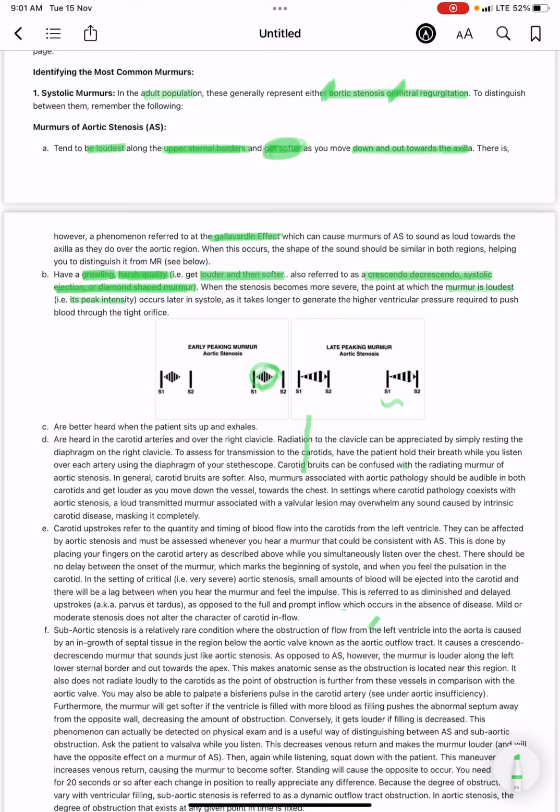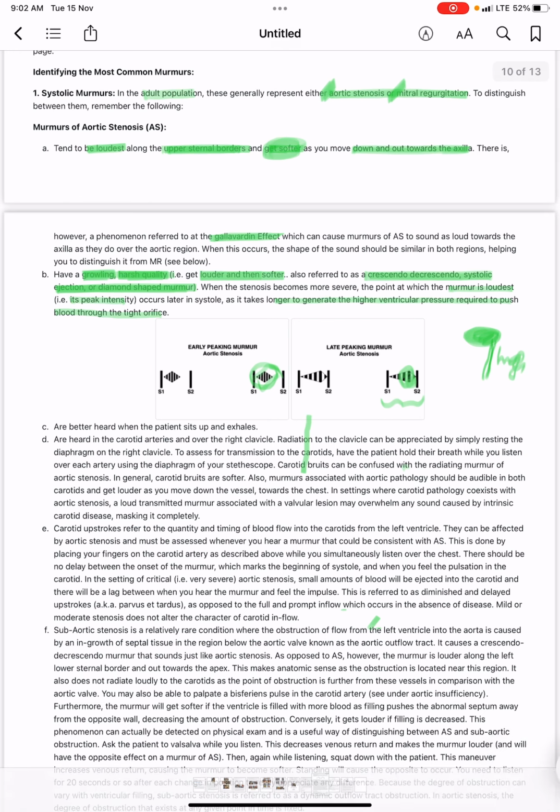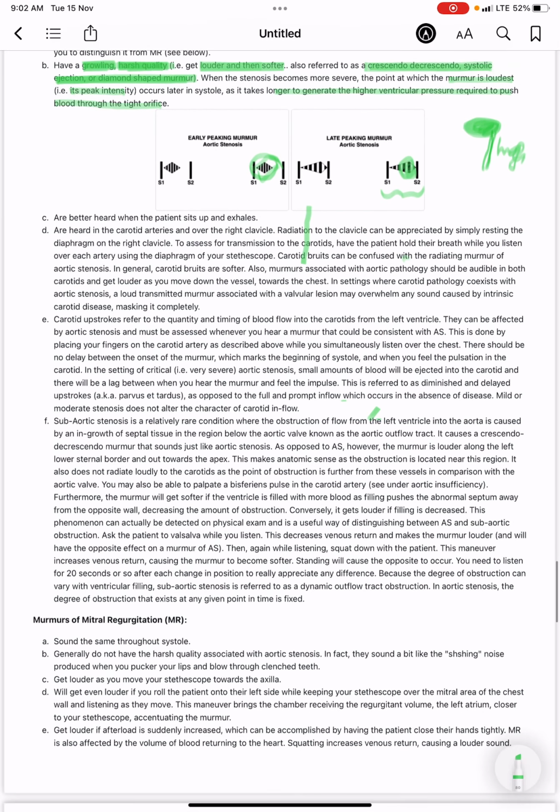This is in systole only. It occurs later in systole because it takes longer to generate the high ventricular pressure required to push blood through the tight orifice. To push blood through this valvular area requires higher pressure, and the murmur is better heard when the patient sits up and exhales. So when do you hear it better? When the patient is sitting up and exhaling.